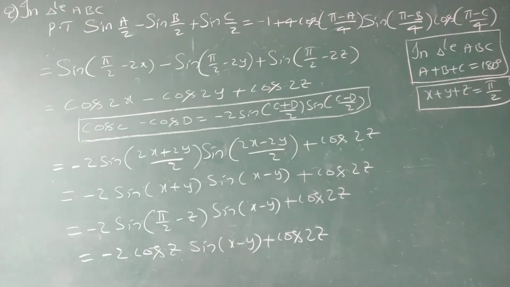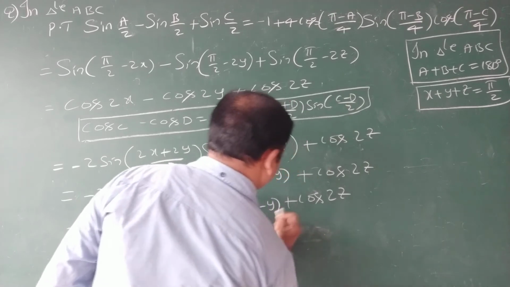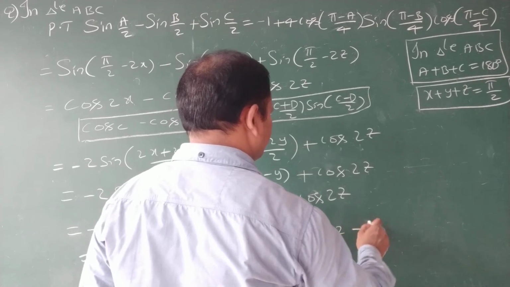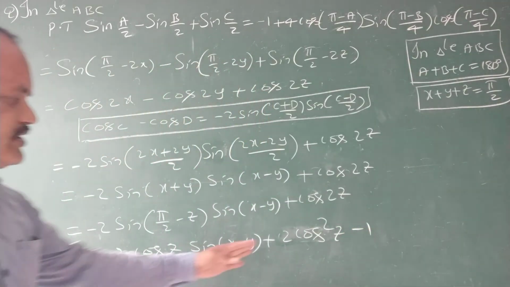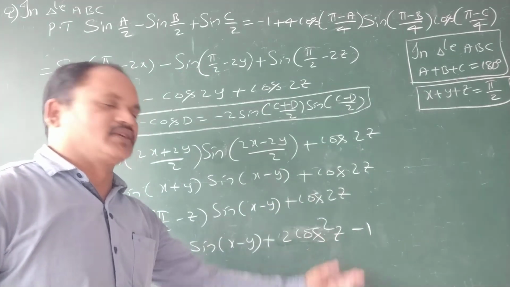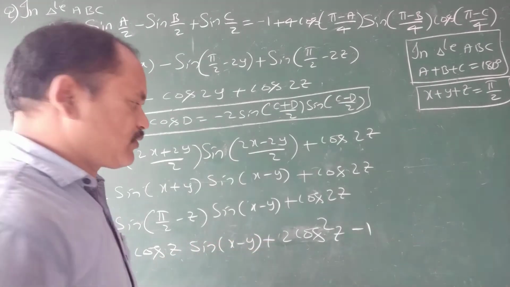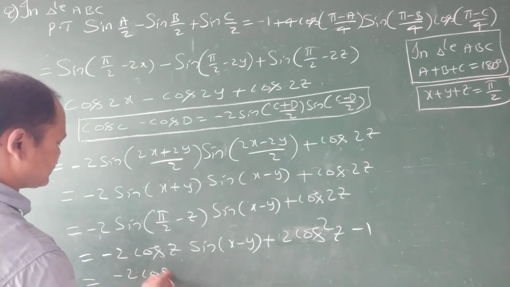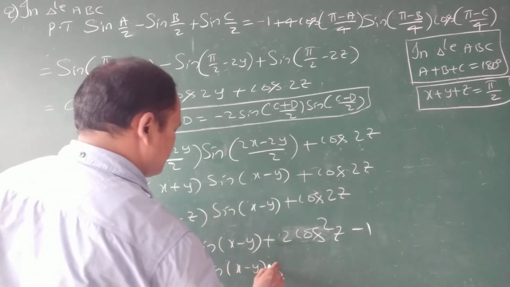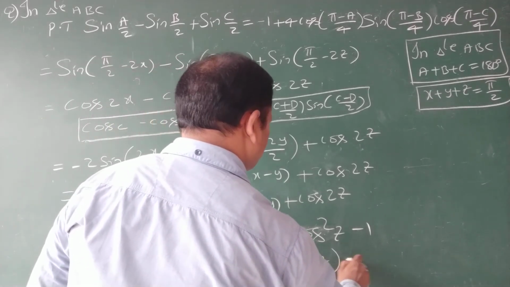Right. Now this cos 2z can be written as 2 cos square z minus 1, according to the multiple angle formula, cos 2 theta is 2 cos square theta minus 1. Now from these two, what do we take common? Minus 2 cos z is common, then it is sin of x minus y minus cos z minus 1.